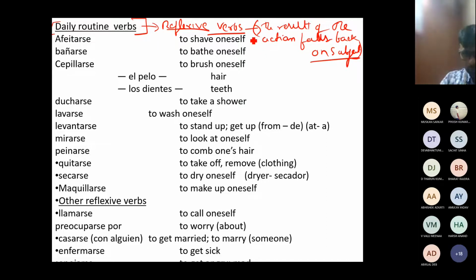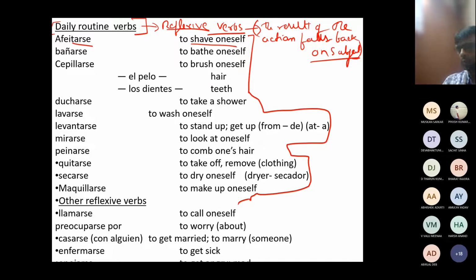So if you see the verbs given here in the daily routine activities, something similar is happening with all of them. The person or the subject performs the given action on himself or herself, and the result is falling back on the subject. For example, afeitarse, which is to shave oneself. So I'm saying I shave every day. I am the one doing the work on my own body, and the result will be on my own body. So it is a reflexive action.